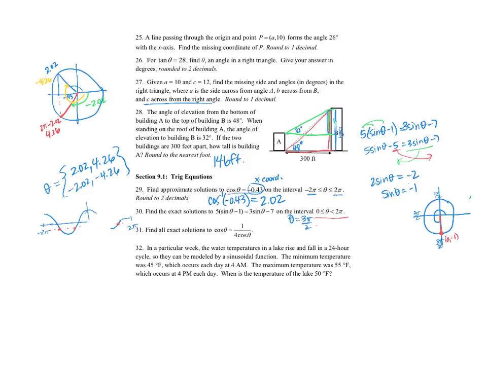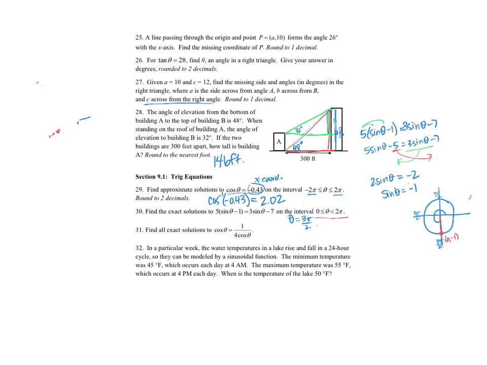For the next one, it says find all exact solutions to this thing here. So let's spend a little time with some algebra on this. Cosine theta is equal to 1 over 4 cosine theta. So I can multiply both sides by 4 cosine theta, and I'll get 4 cosine squared theta equals 1, and I can divide that over. So I get cosine squared theta is equal to 1/2. And then I can take the square root of both sides. So I get cosine theta is equal to plus or minus square root of 1/2, which is plus or minus square root of 2 over 2.